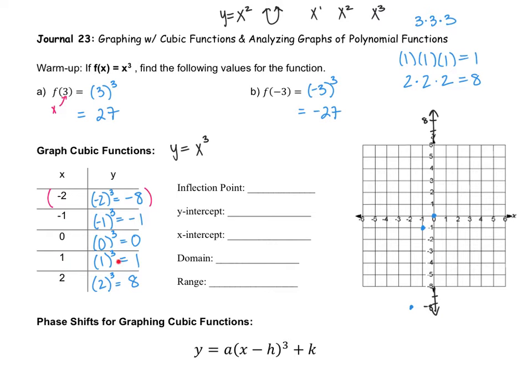And then the next one's 1, 1, so +1 and up 1 would be right there. I'm going to plot that point. And then we have 2, 8, so 2, 8 is going to be up here. And plot. All right, looking good. So what I'm going to do is connect the dots. And let's take a look at the shape here once we connect the dots.